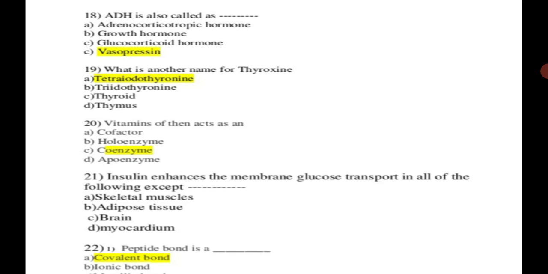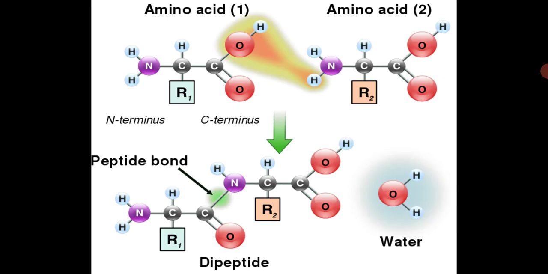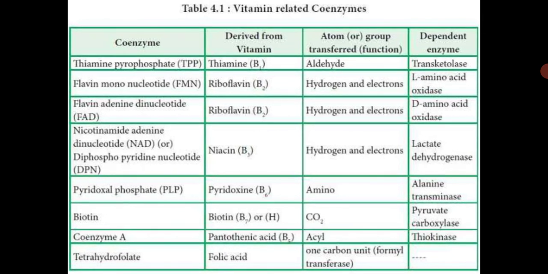Question number 20: which vitamins act as a coenzyme? A number of vitamins are there and they act as coenzymes. In this image, here are some vitamins and they act as coenzymes. Vitamin B1, that is thiamine, acts as a coenzyme. So please take a screenshot of it. Questions are asked on this table a number of times, so it is very important for you.